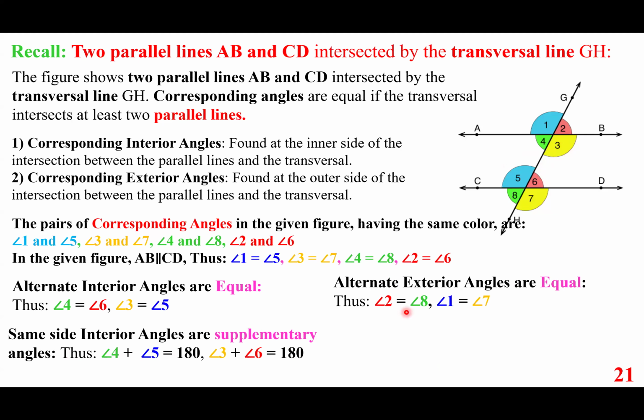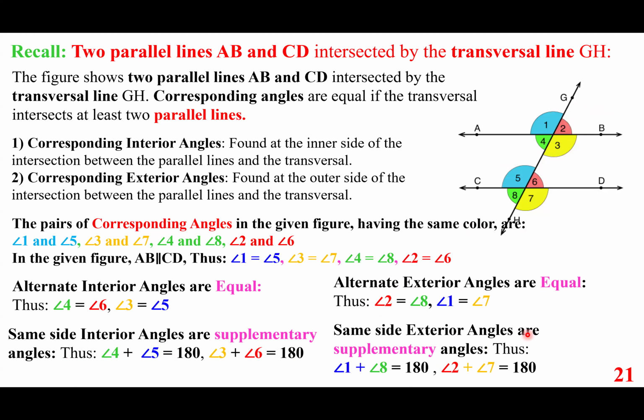Alternate exterior angles are equal. 2 and 8, 1 and 7. Same side exterior angles are supplementary. For example, 1 and 8, they are outside the two parallel lines. 1 and 8, or 2 and 7. So that's pretty clear. Now we want to look at this example.